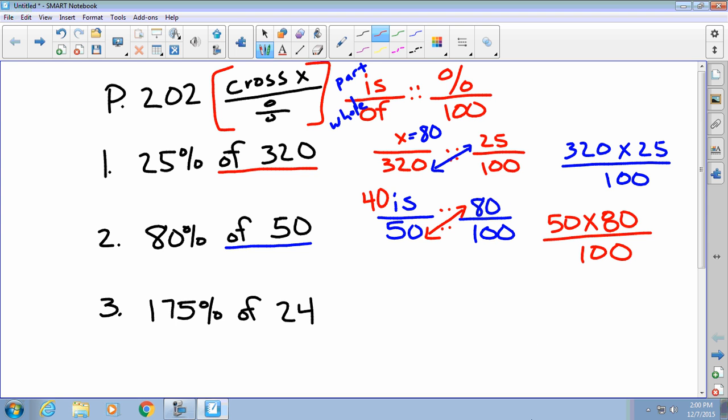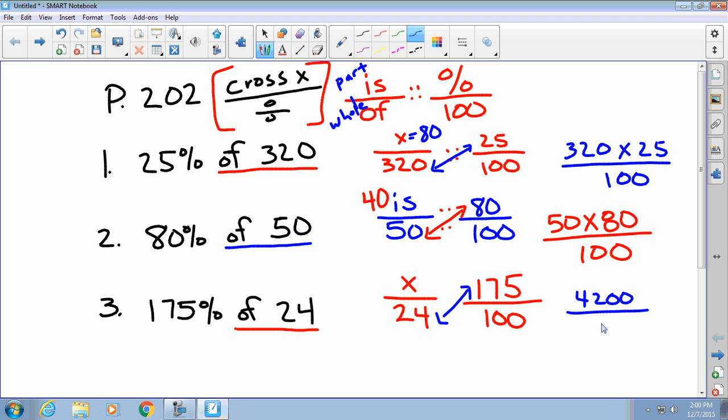And then finally, the last one, 175% of 24. 24 goes on the bottom. We don't know what the is. We can put an X in there. 175 goes over 100. We're going to cross multiply and divide. 175 times 24 gives me 4,200. And 4,200 divided by 100 would be 42. So 42 over 24 is the same as 175 over 100.